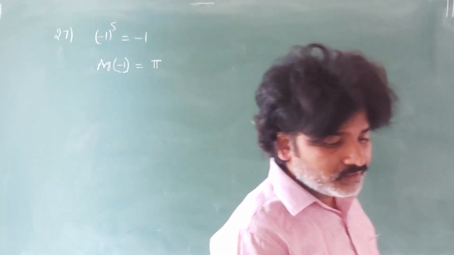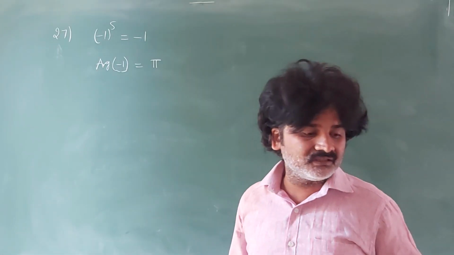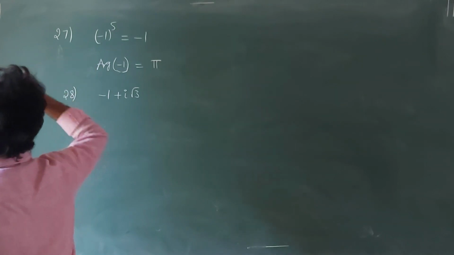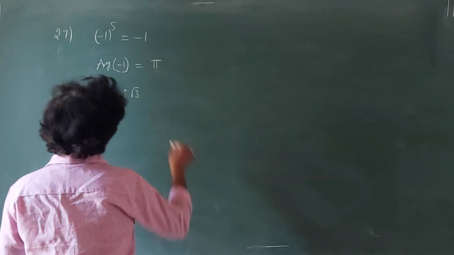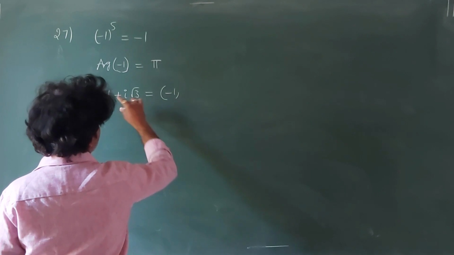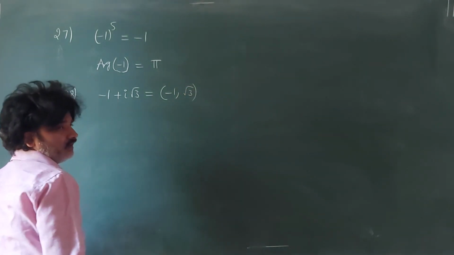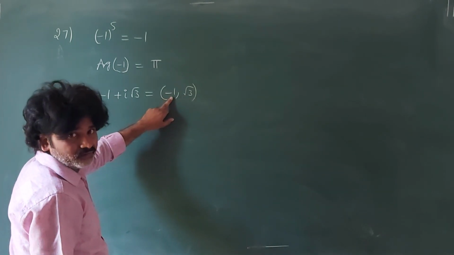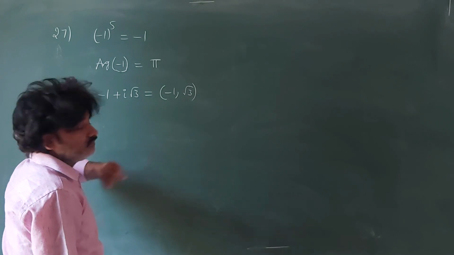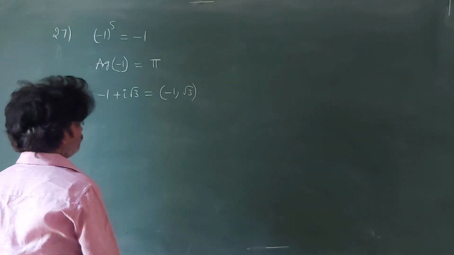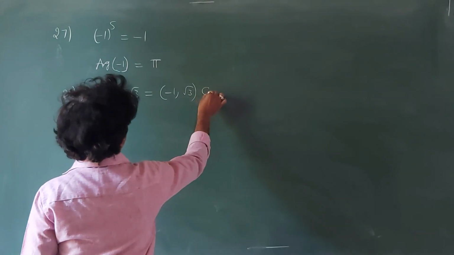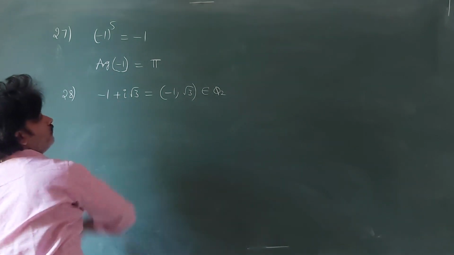Okay, next the 28th one: the principal value of the amplitude of the complex number minus 1 plus I root 3. So the given complex number is minus 1 plus I root 3, which means the real part is minus 1 and the imaginary part is root 3. Every complex number you can write like a point. This is the x coordinate, this is the y coordinate, or this is the a, this is the b value. Now with minus, plus, which quadrant does it lie in? Second quadrant.